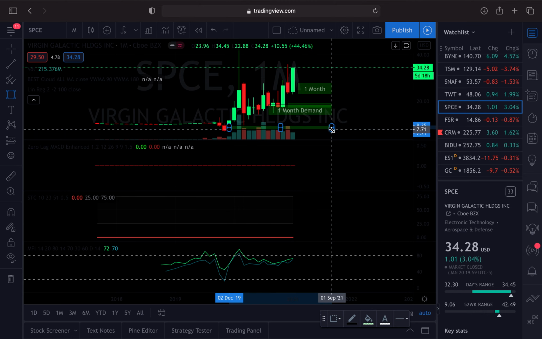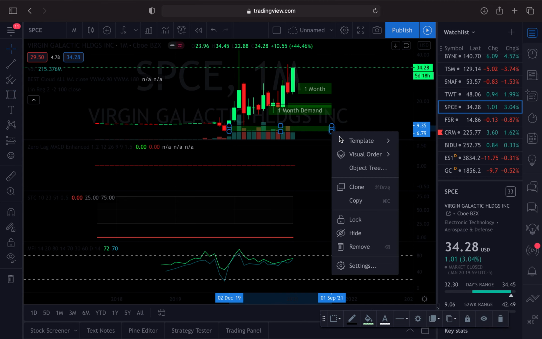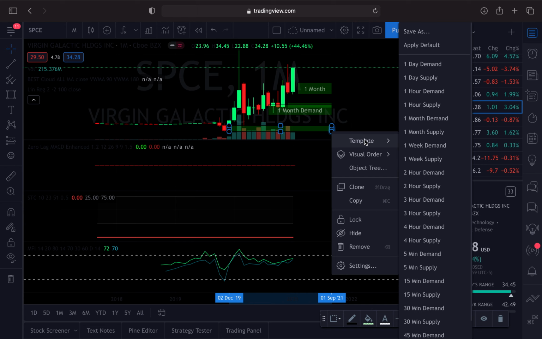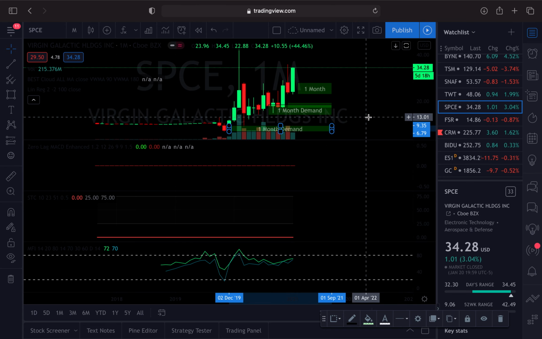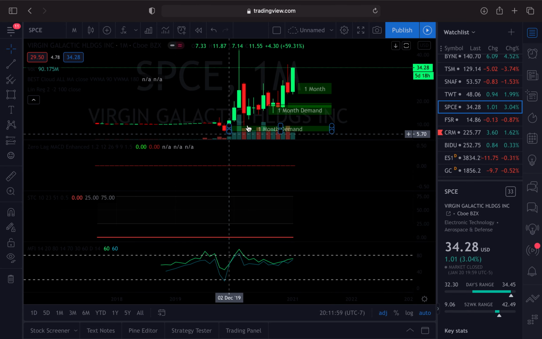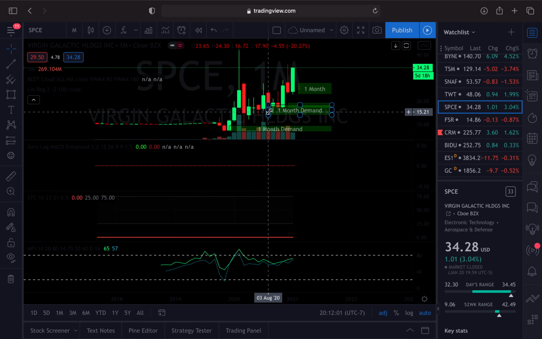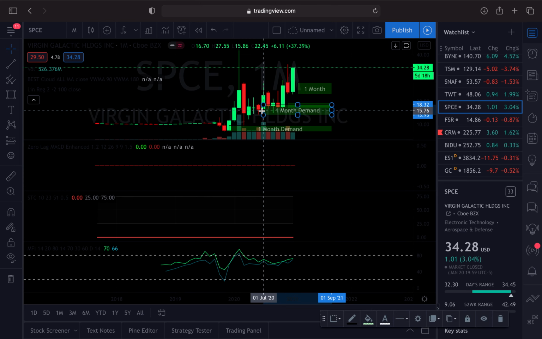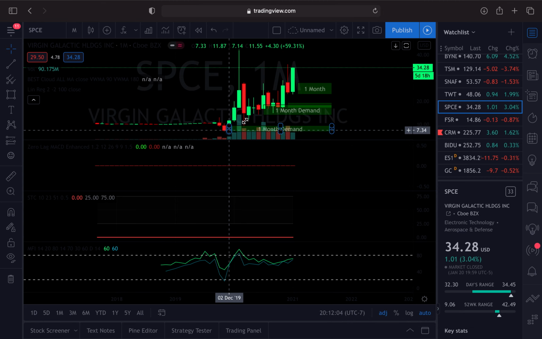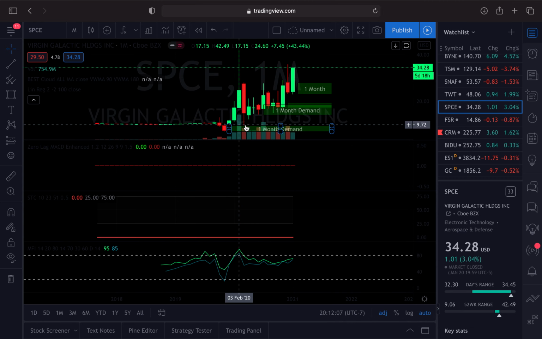And you want to drag these out into the future because these zones last forever until they are broken. So when you chart these, you want to drag your rectangles to the right into the future. And just clear as day right here, let me move this to the right. You want to get these next to the candle so you can see. We have a demand zone bounce right here, just clear as day, monthly demand.